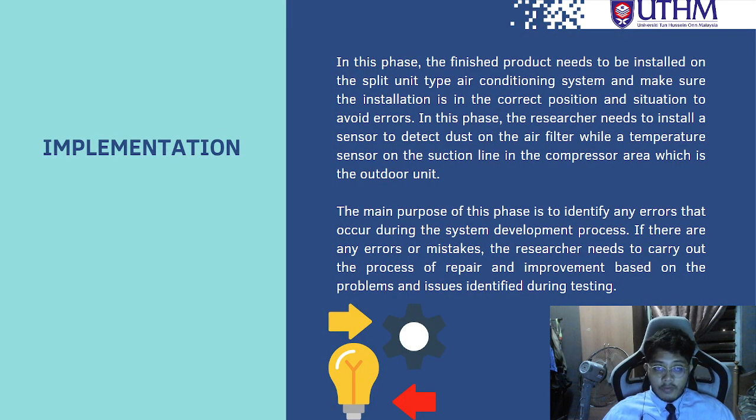And then we go to the next phase, which is implementation. In this phase, the finished product needs to be installed on the split unit type air conditioning system, making sure the installation is in the correct position and situation to avoid errors. The researcher needs to install a sensor to detect dust on the air filter, and a temperature sensor on the suction line in the compressor area, which is the outdoor unit.